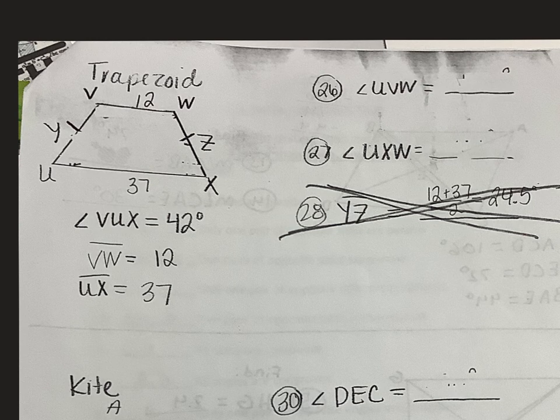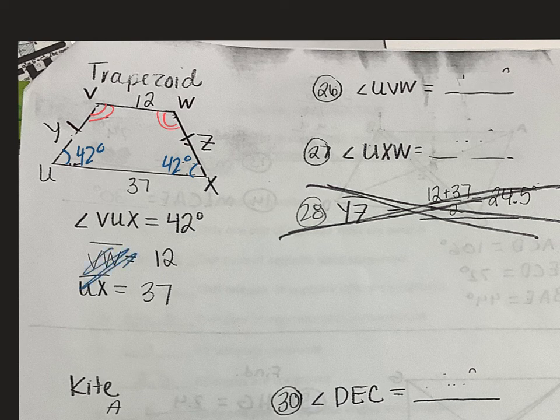All right, so we have an isosceles trapezoid. For the isosceles trapezoid, we know that the base angles are congruent. So this angle, that angle, then the two at the bottom. We are given that VUX, this bottom left angle, is 42 degrees. So that means this angle is 42 degrees.